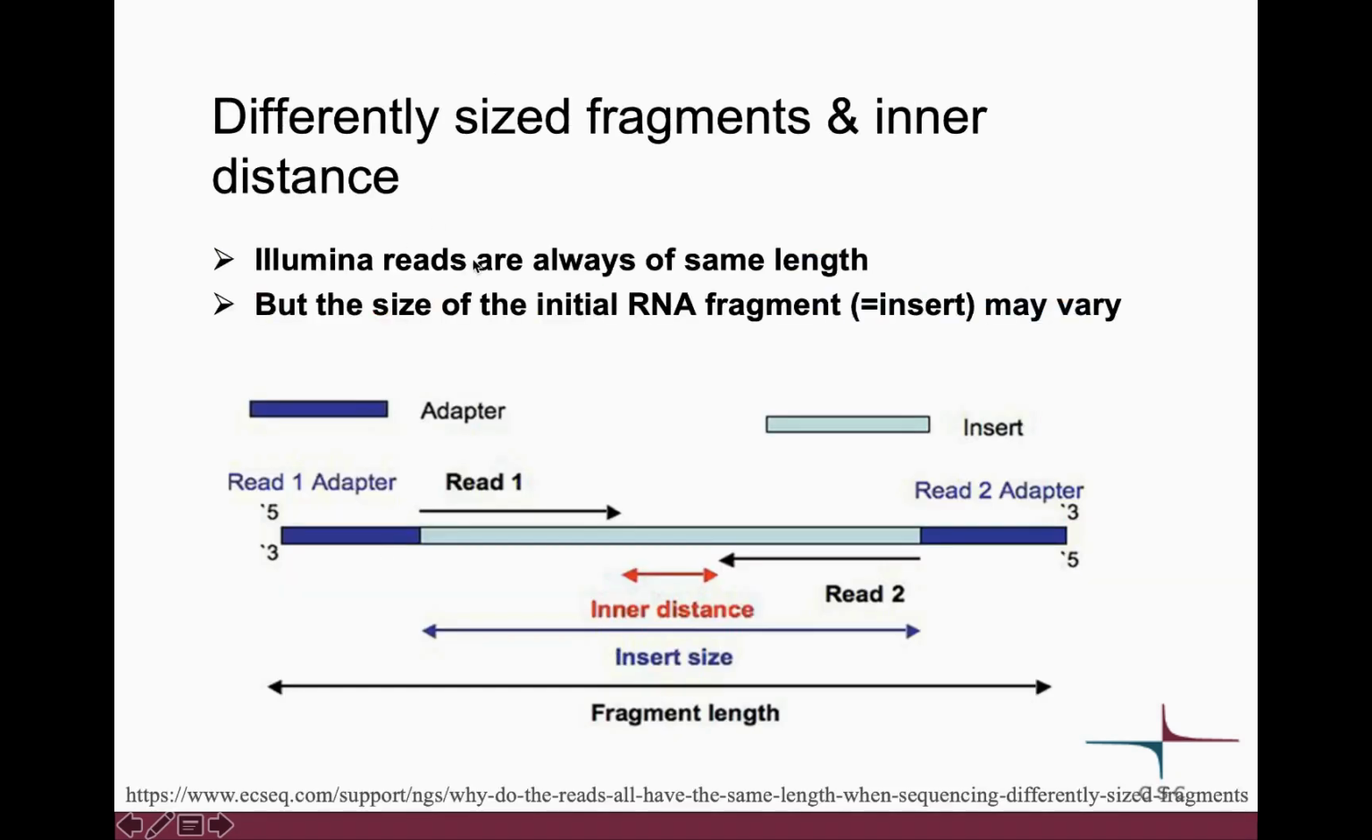The Illumina reads are always of the same length, so read 1 and read 2 are always, for example, 100 bases long. But the size of the initial RNA fragment, so the insert, may vary, and thus the inner distance between the two reads is often given as a parameter to the aligners.